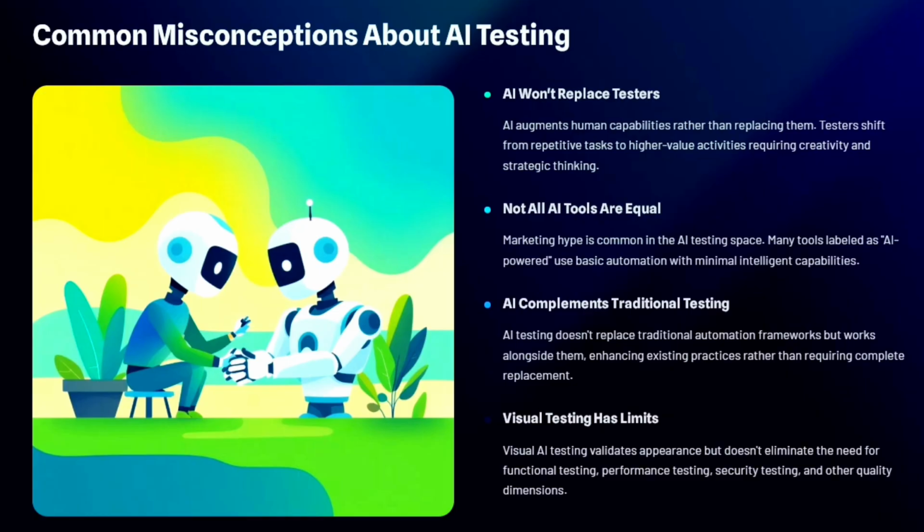Another thing is traditional testing. Some think AI will replace traditional testing, but that seems not to be the case. AI won't replace traditional automation frameworks, but it can improve them. It can improve traditional testing frameworks. Another is that visual testing has some limits. AI testing is not able to provide us proper functional automation scenarios or security scenarios. So those things a tester needs to write. Those are some common misconceptions about AI testing.